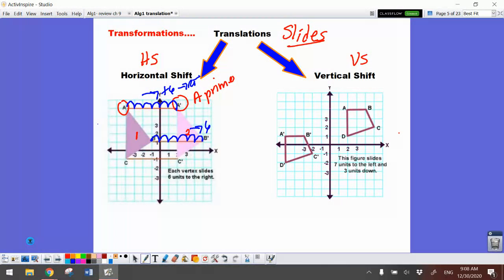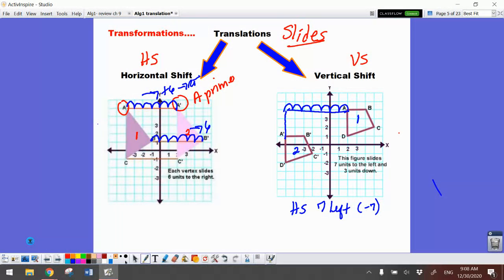Now, sometimes you can actually have two shifts. So let's take a look at this one. So here's figure 1, here's figure 2. So this one, to go from A to A, I actually have two motions. So the first thing I did was a horizontal shift. 1, 2, 3, 4, 5, 6, 7. I went 7 to the left, or I did a -7 shift.